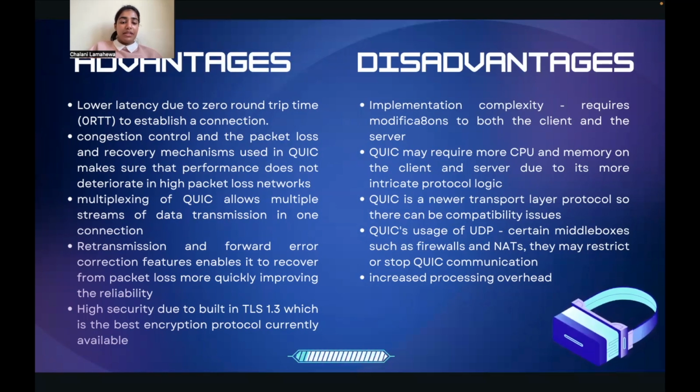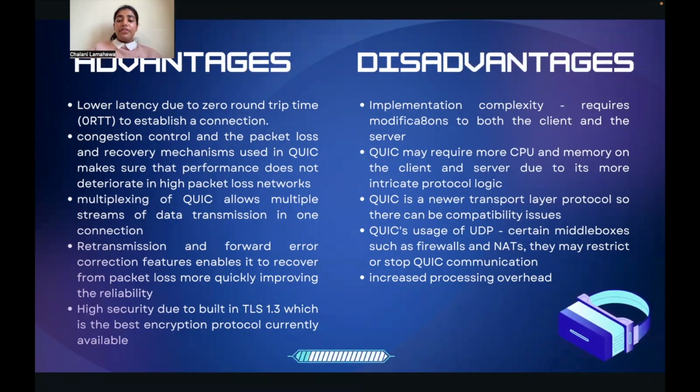Then we have the multiplexing of QUIC, which allows multiple streams of data transmission in one connection, which also makes the packet transmission faster. Then we have the retransmission and forward error correction features, which enable it to recover from packet loss more quickly, improving the reliability of QUIC. Then we have the built-in security, which is TLS 1.3, which makes using QUIC much more secure and reliable.